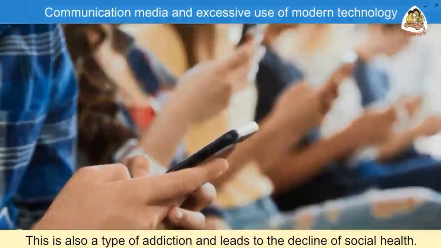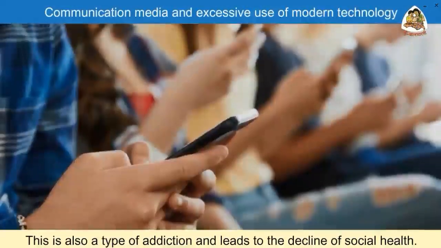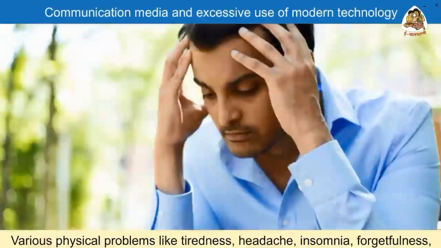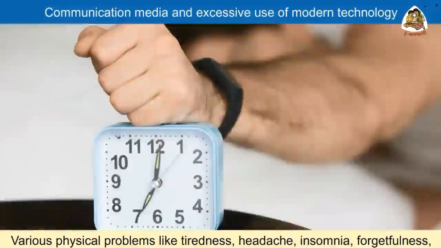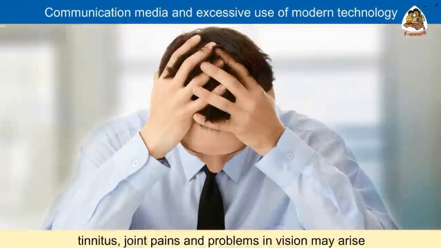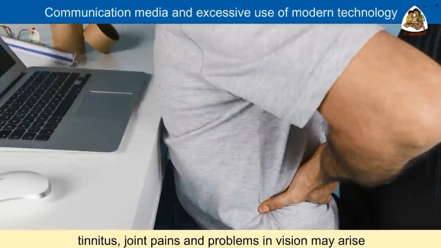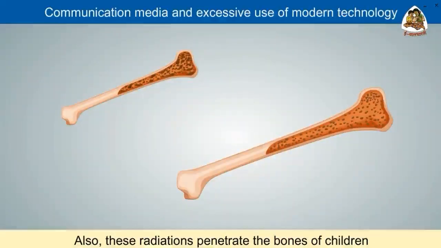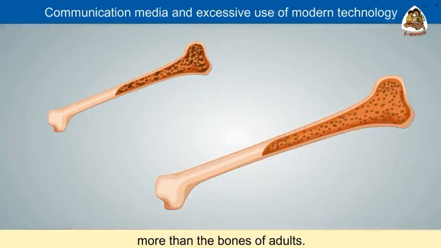This is also a type of addiction and leads to the decline of social health. Various physical problems like tiredness, headache, insomnia, forgetfulness, tinnitus, joint pains, and problems in vision may arise due to radiation from cell phones. Also, these radiations penetrate the bones of children more than the bones of adults.